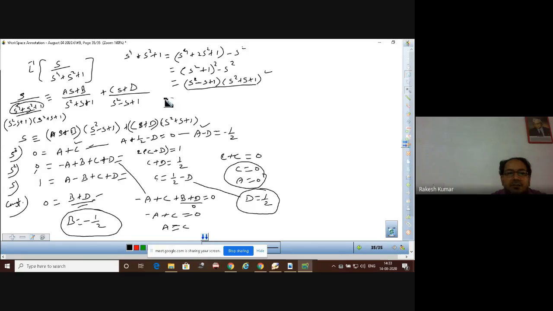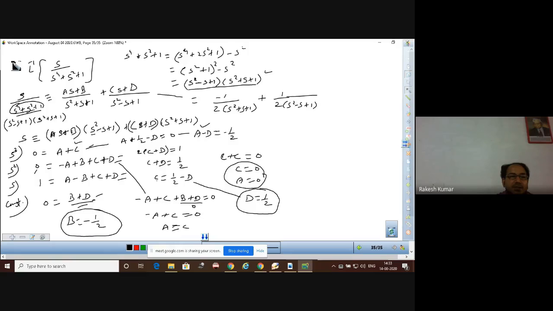So the partial fraction has been resolved, and it comes out to be minus 1 by 2 over s square plus s plus 1, and what is the value of C? 0 plus 1 by 2 into 1 over s square minus s plus 1. So this is the required partial fraction we have. Now you can find out the L inverse.